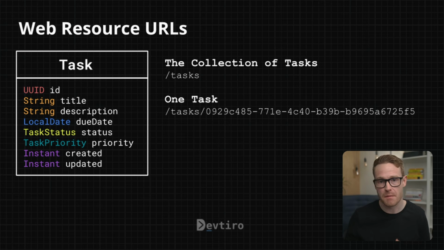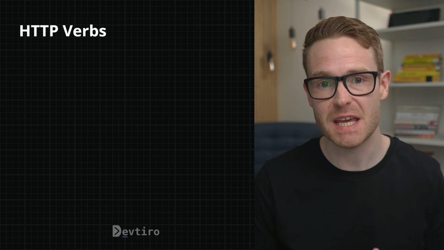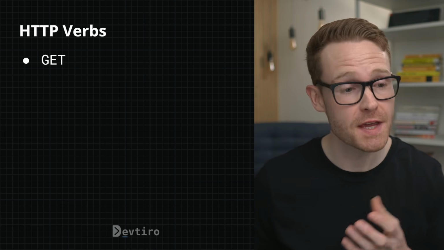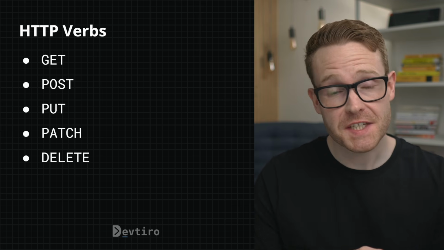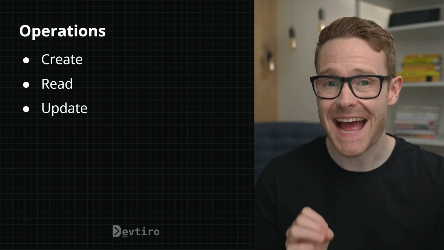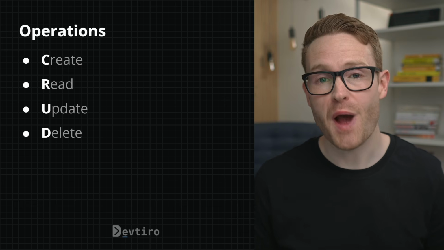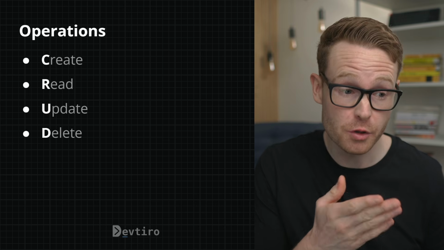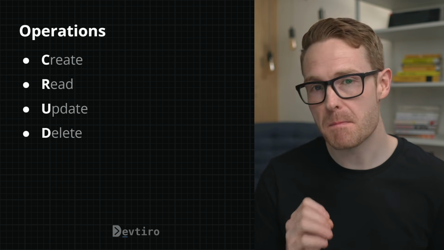Instead, we rely on a different mechanism for this. We rely on the HTTP verbs or methods. When a REST API client makes a request to a server, they'll specify a HTTP verb. Examples of these include get, post, put, patch, and delete. By using these HTTP verbs, it allows a client to create, read, update, and delete a web resource. You may also hear this functionality referred to as CRUD, which is an acronym for create, read, update, and delete. So let's now explore each of the HTTP verbs in a bit more detail.